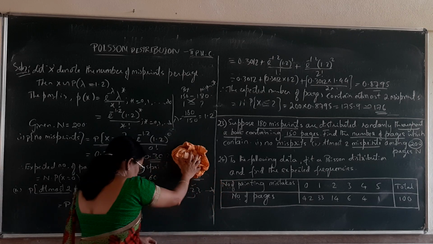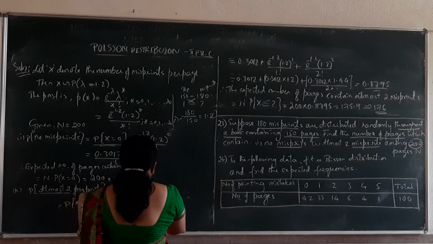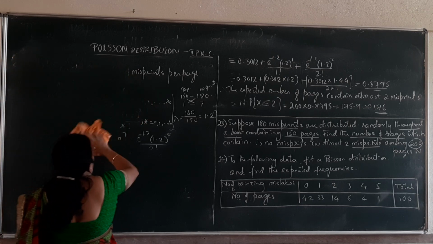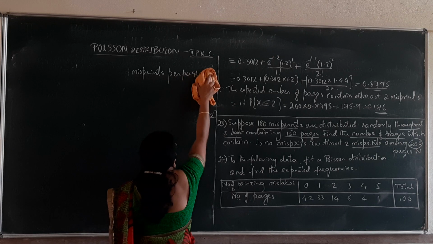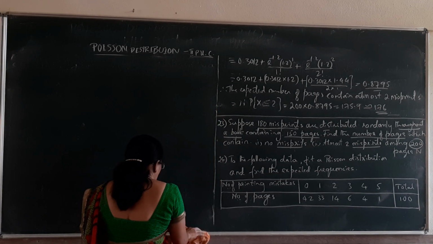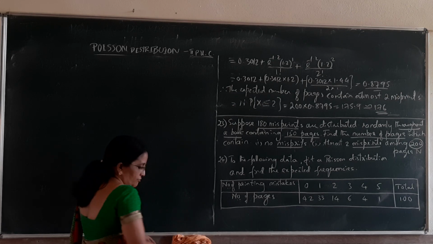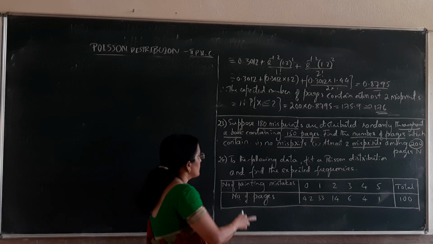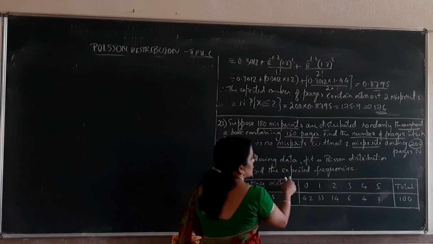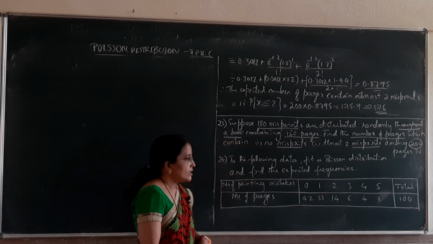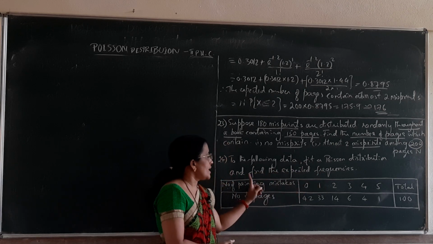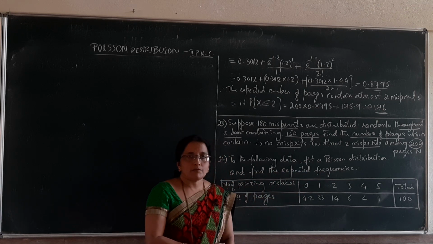Next, let us solve a problem on Poisson fitting. The same procedure as binomial, right? Binomial problems we have solved. In a similar manner, let us solve the problems on Poisson fitting. One of the problems I wrote here is: to the following data, fit a Poisson distribution and find the expected frequencies. The table will be given, and here fit a Poisson distribution and find the expected frequencies, means we must write the table.